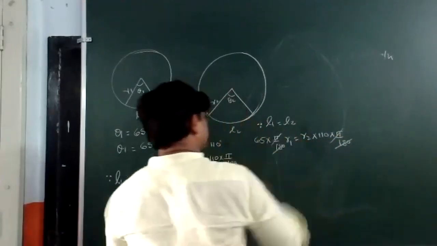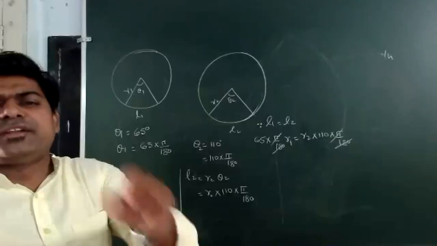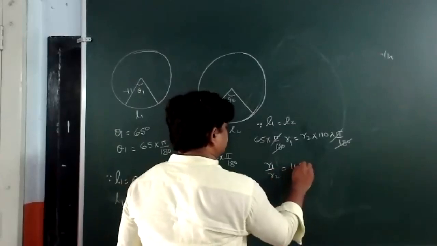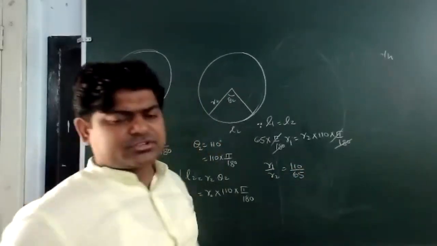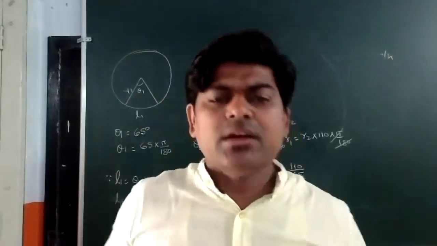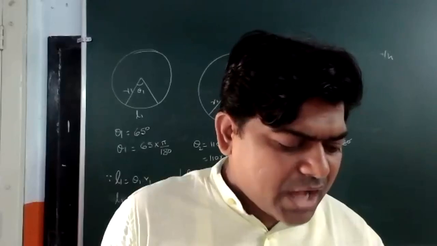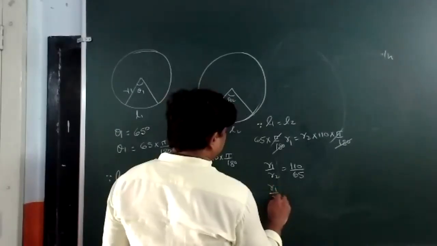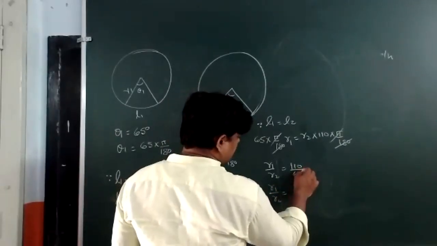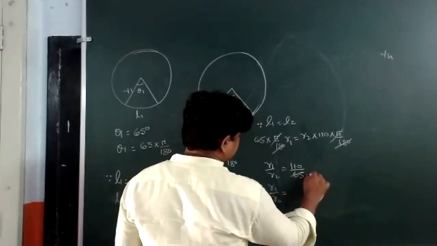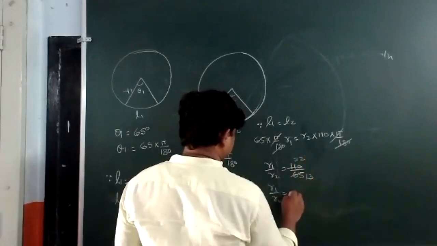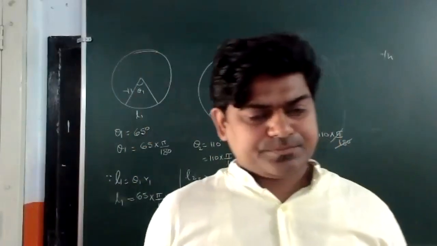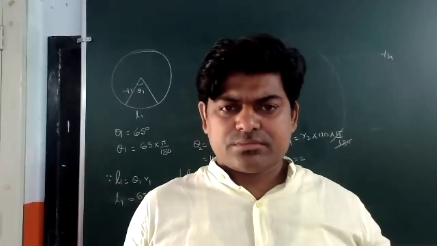Now simply I have to find the ratio of the radii. I will write here R1 upon R2 is equal to 110 upon 65. And that was the reason that I said in the start no need to simplify, later it will be cancelled. You can see your question asks to find the ratio of their radii. So what can I write? R1 upon R2 is, dividing by 5, 22 upon 13, I can say 22 is to 13. Okay. Any problem is there?